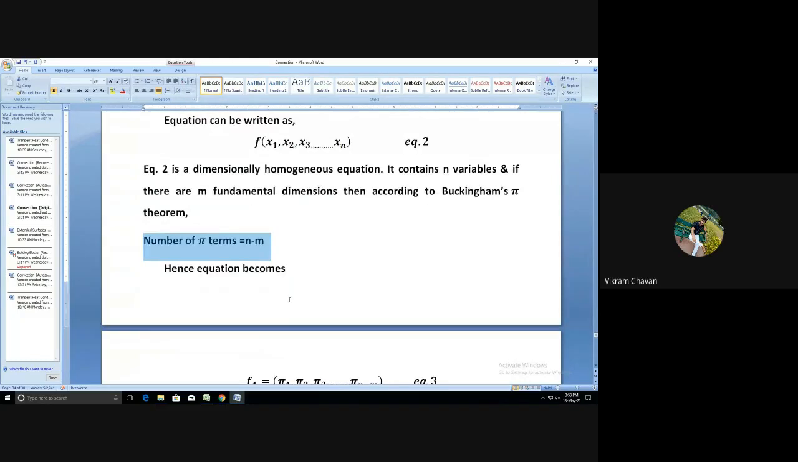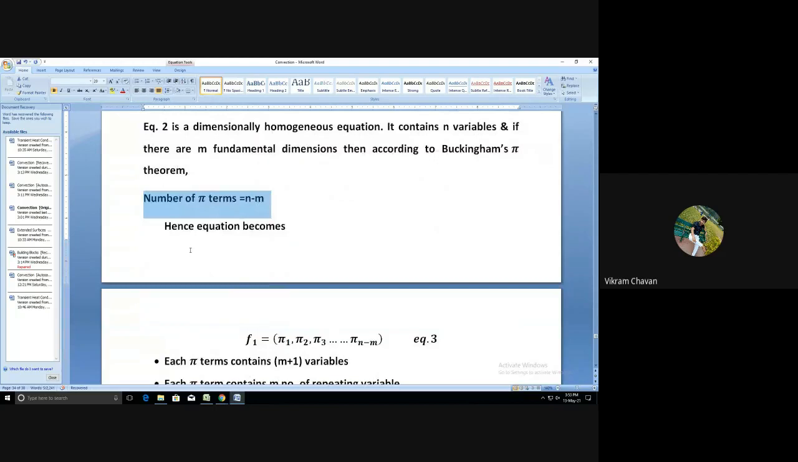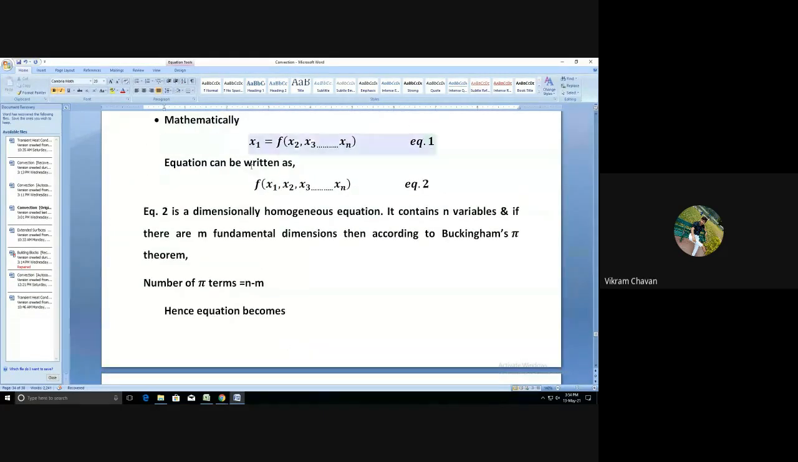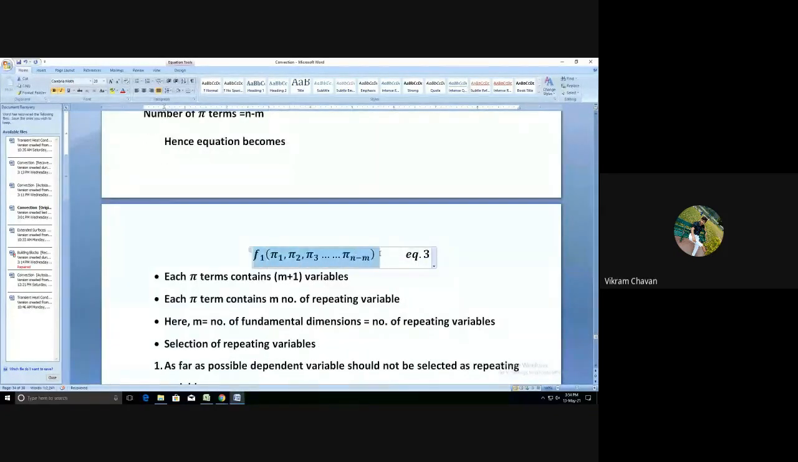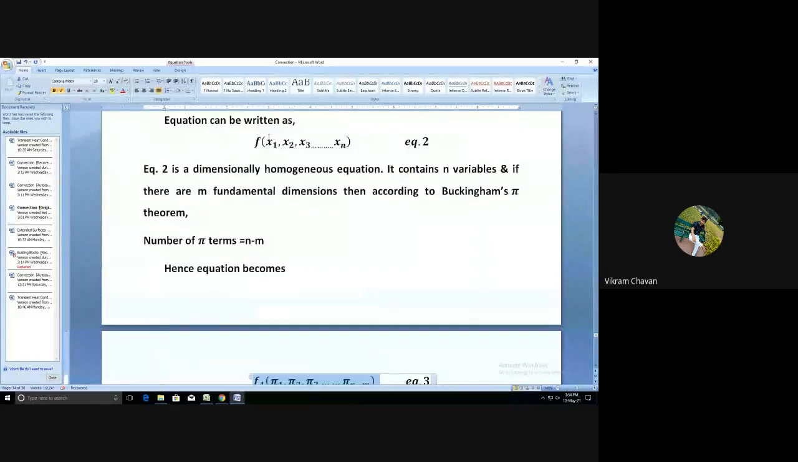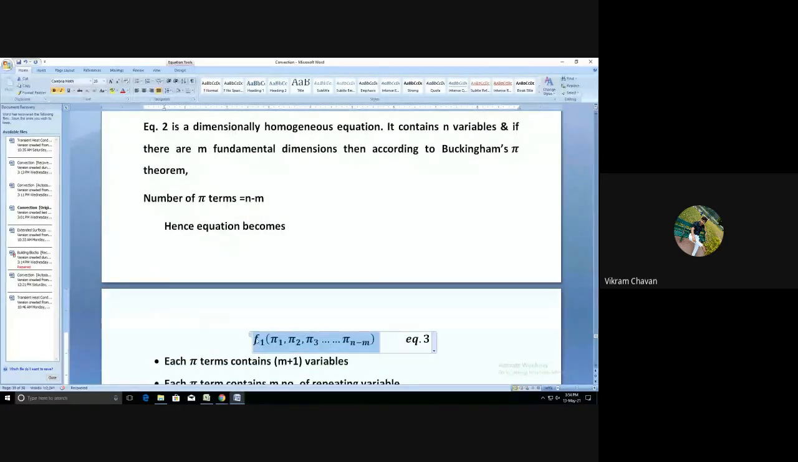So we can write the equation for the pi terms as a function f1. Once again we are taking a function, and we have to segregate these 2 equations. This is one functionality equation and this is another functionality equation. Here I want to segregate these 2 equations so that you will not be confused. For that reason I have provided a suffix to this particular functionality equation for the pi terms.